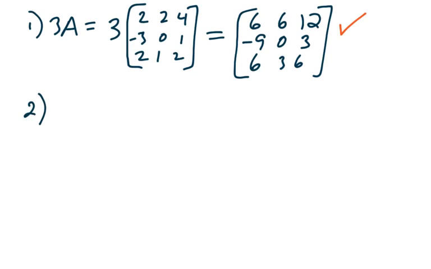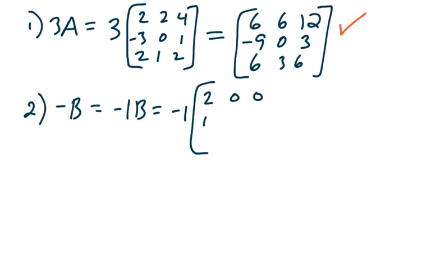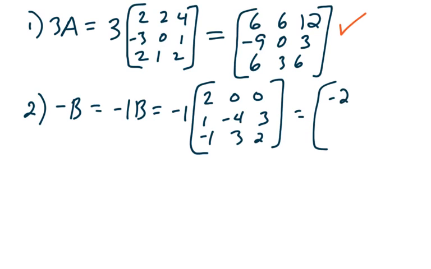Number 2 says, can you find the negative of matrix B? Well, I'm going to rewrite it like this. I'm going to make negative really like -1 times B, which makes the -1 actually a scalar. Okay, here's matrix B. So we're just going to multiply inside by -1. Just be careful of all your negatives, friends. I should get -2, 0, 0, -1, 4, -3, and 1, -3, -2. Final answer for number 2.